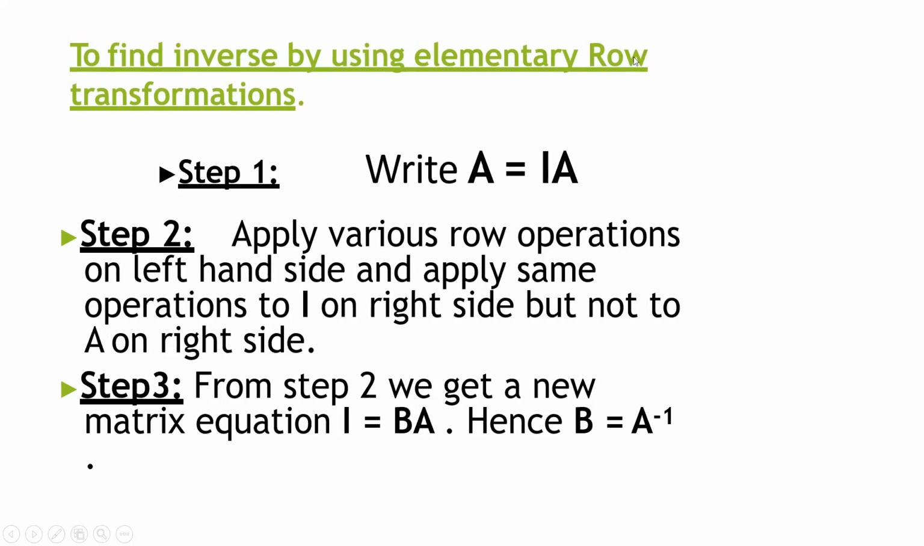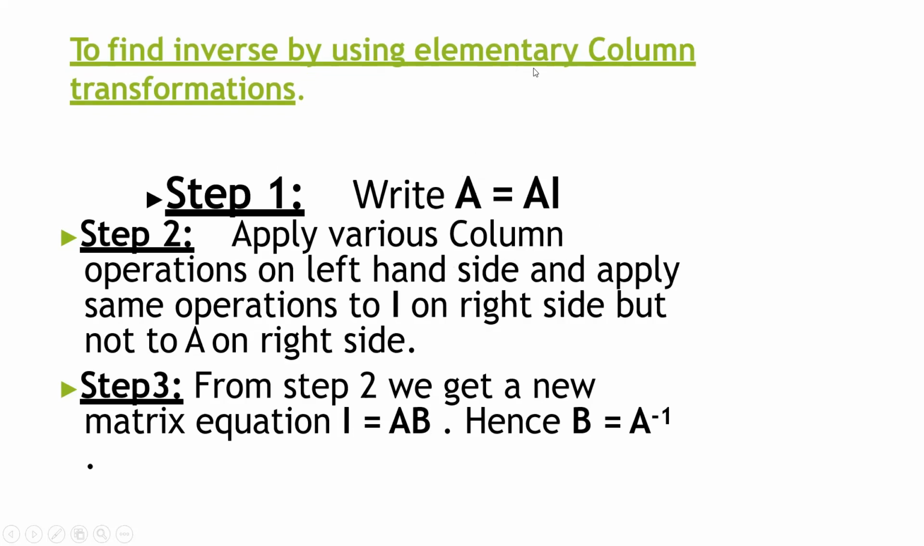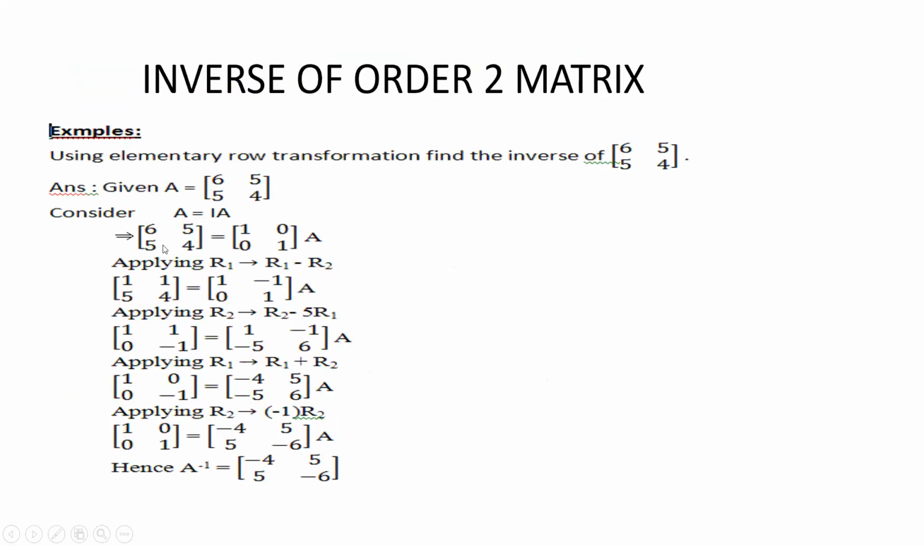Actually, for getting the inverse of any matrix, we can go for elementary row operations and elementary column operations. Here this represents the inverse of order 2. We have taken a matrix of order 2, 6, 5, 5, 4, and we are finding the inverse of that matrix. So we write A is equal to I into A: 6, 5, 5, 4 is equal to 1, 0, 0, 1 into A. We apply some operations on rows, which is why it is called elementary row transformations or elementary row operations.